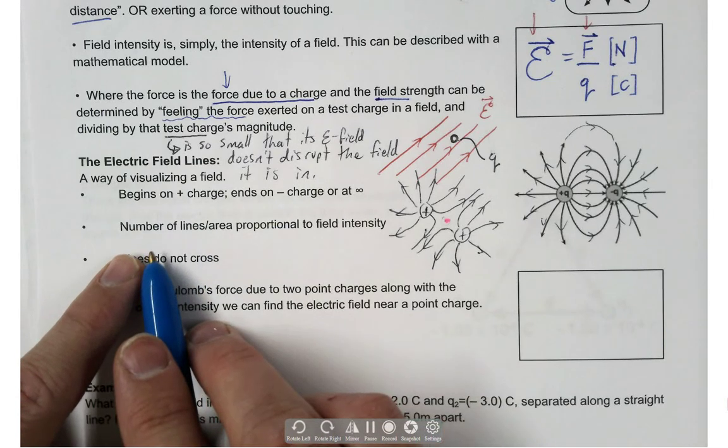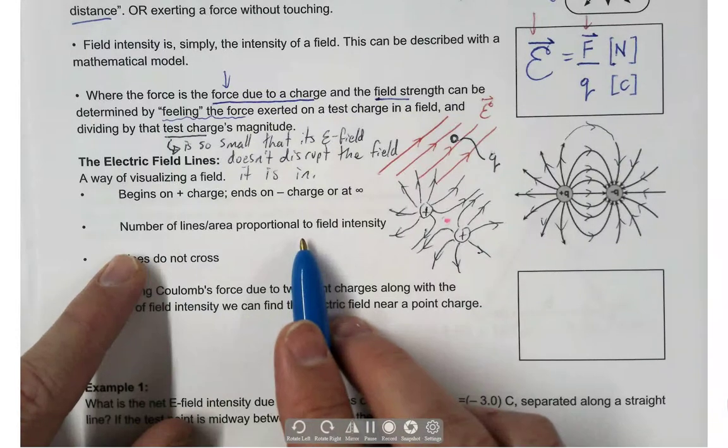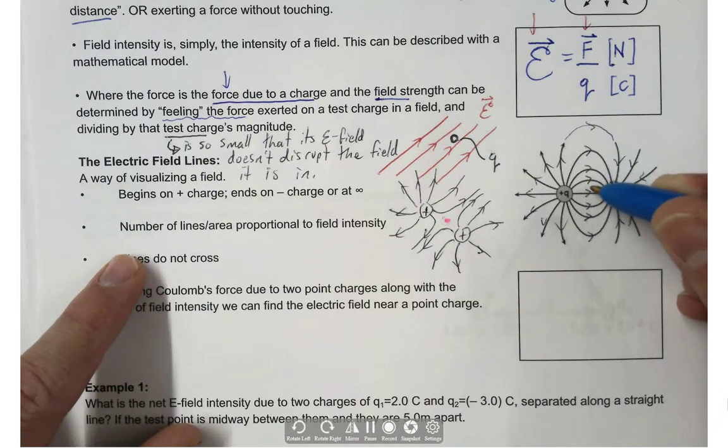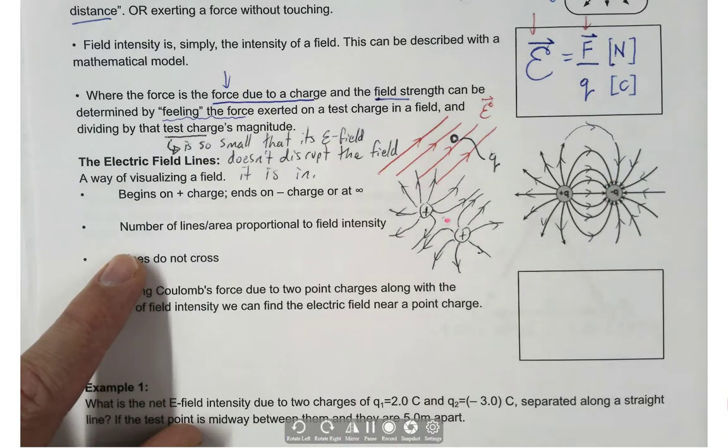But with this convention, we have orienting away from positive towards negative, but we also have this conventional idea that the closer the lines are together, visually, the stronger the field is. So look, see how the spacing is far apart out here? Weak field. See how they're close together here? Strong field. So that's a convention that we use. Closer together field lines means stronger.